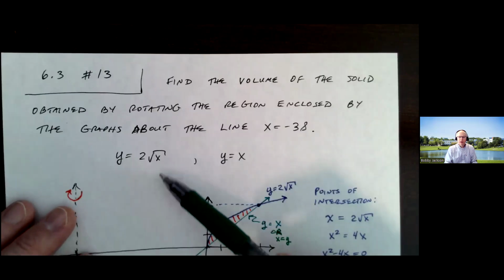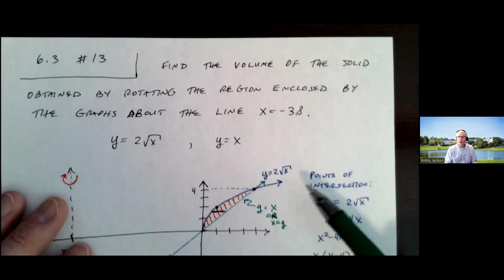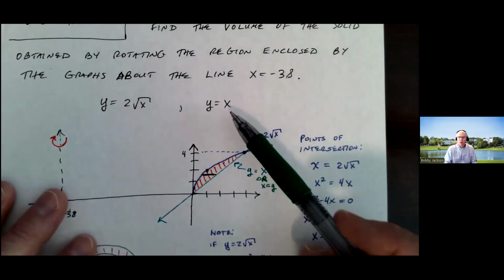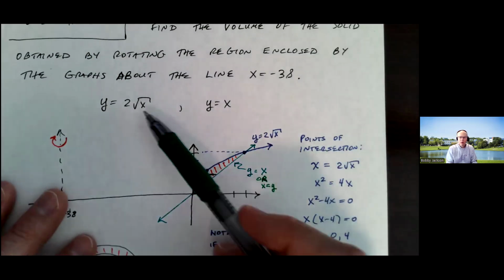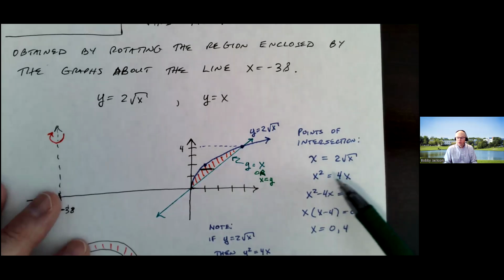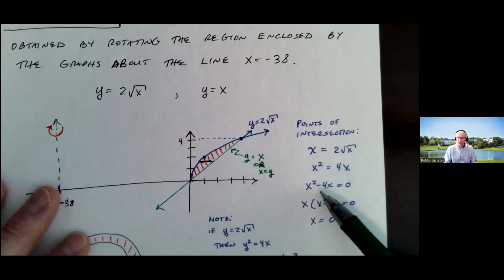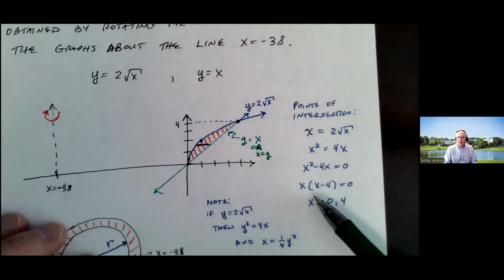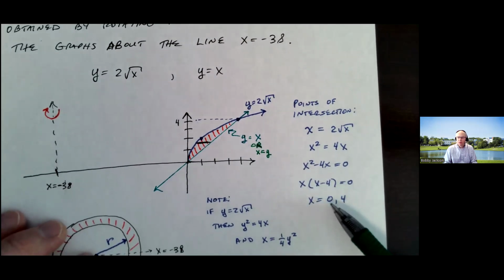The region is trapped between these two curves, so I found the point of intersection over here by equating the y values, right? When does x equal 2 times the square root of x? If I square both sides, I get x squared equals 4x. Subtract 4x, factor out an x, and I can see x is either 0 or 4.